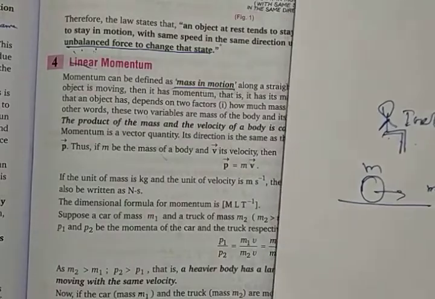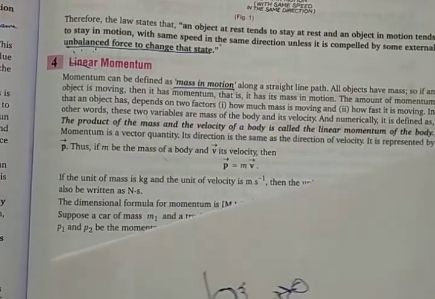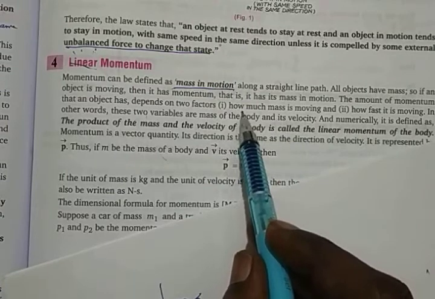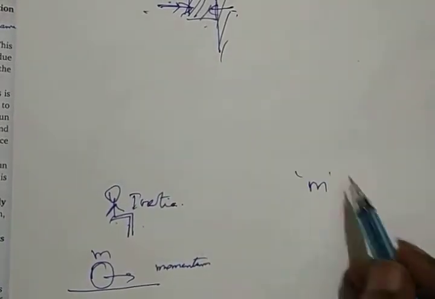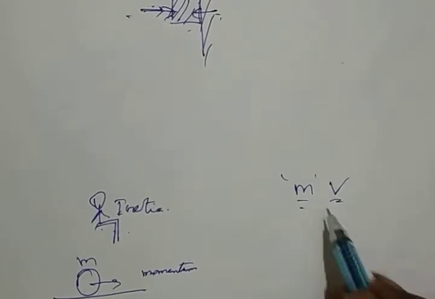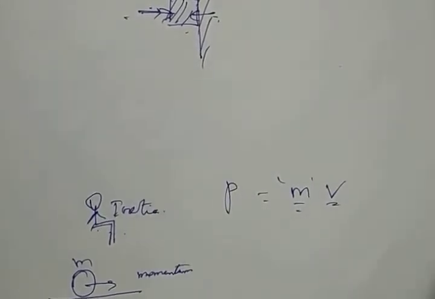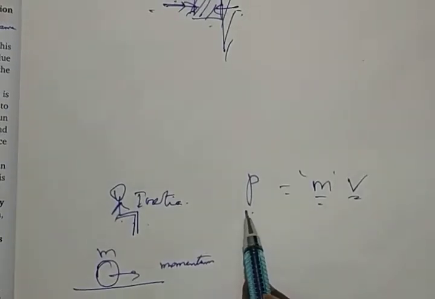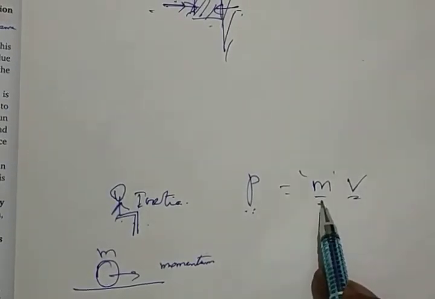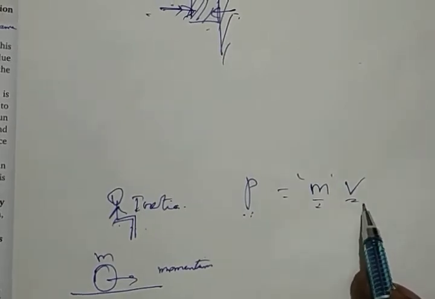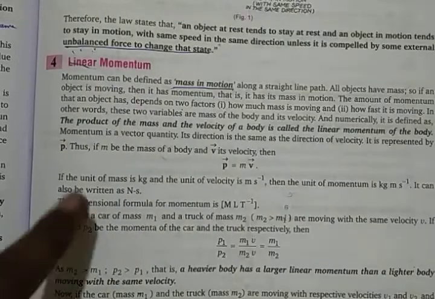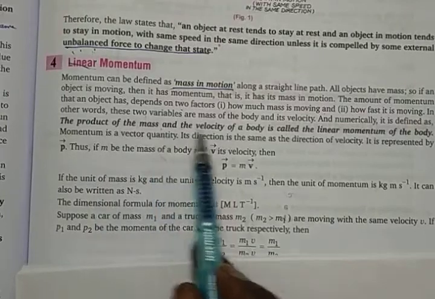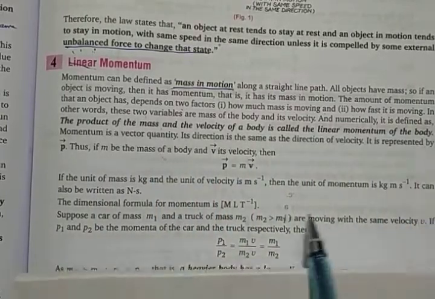So this momentum is defined by two factors: how much mass is moving, and how fast it is moving, the velocity. That is basically momentum. Momentum is a product of the mass of a body and the velocity with which it goes, a uniform velocity. Momentum is the product of mass and the velocity of a body. It's called the linear momentum of a body.